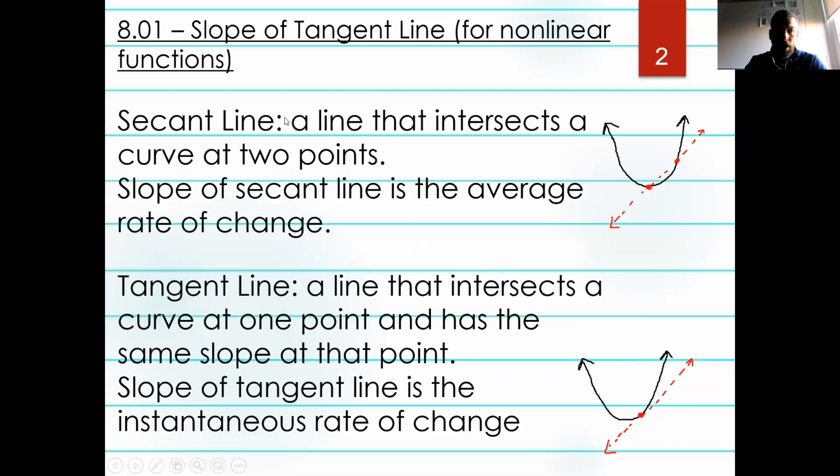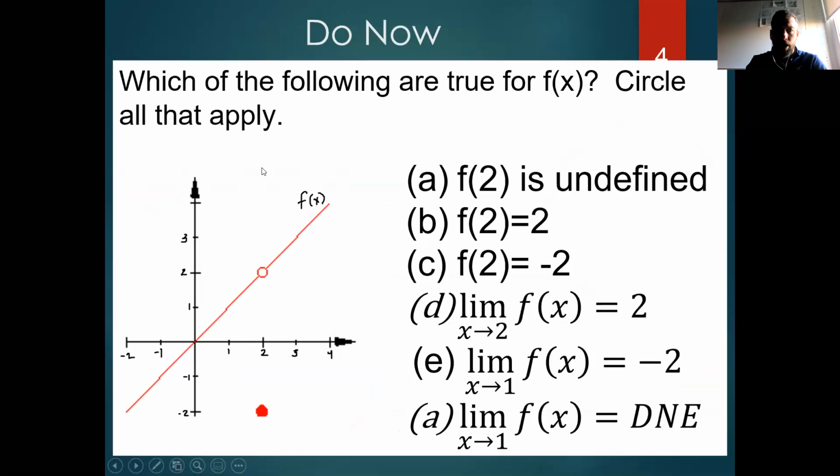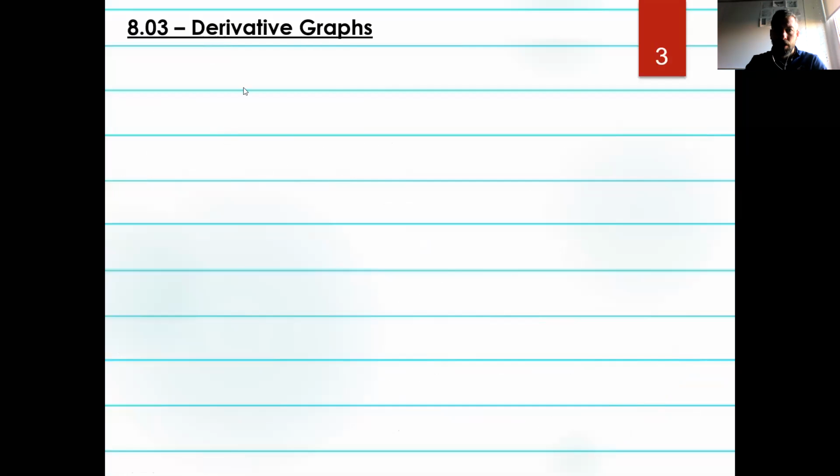Let's take a look at some key annotations for today. Just remember secant line, tangent line. And here are the first pages of our notes. So we're going to start with just some quick 2-column notes where we're going to be talking about f, the original, and f prime, the derivative.